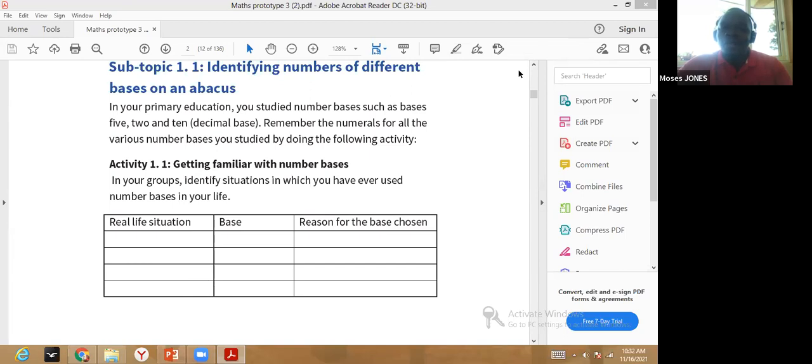Any other? Yes, Emma. Yes, teacher. We have vowel letters. Vowel letters are 5. That means in a real life situation, there are vowel letters, and there is base 5. The reason is that only 5 letters make up the vowel letters. Okay, good. So we have seen that. Emma tells us that when you look at the vowel letters, there are 5 and the 5 is the base.